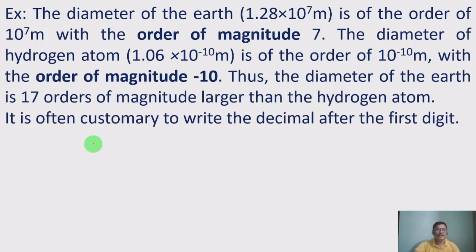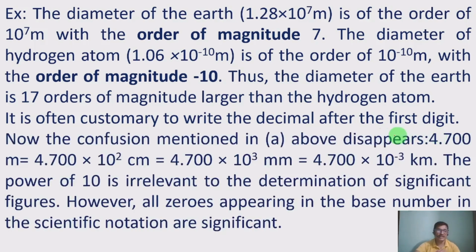Then further, it is often customary to write the decimal after the first digit. After the first digit, any decimal values are there, that is customary to write. Now the confusion mentioned in A, in the previous slide example, disappears when taking 4.700 meter, that is 4.700 into 10 raised to 2 centimeter, 4.700 into 10 raised to 3 millimeter.